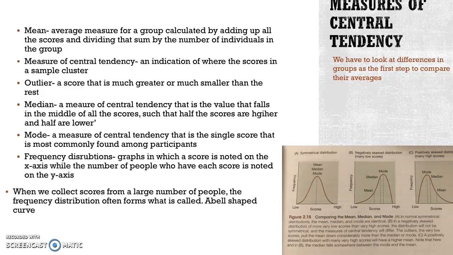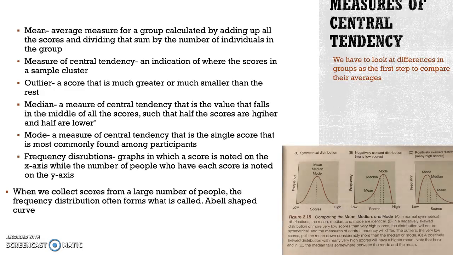An outlier is a score that is much greater or much lower than the rest in the sample cluster. The median is a measure of central tendency that is the value that falls in the middle of all the scores, such that half the scores are higher and half are lower. The mode is another measure of central tendency that is the single score that is most commonly found among participants.